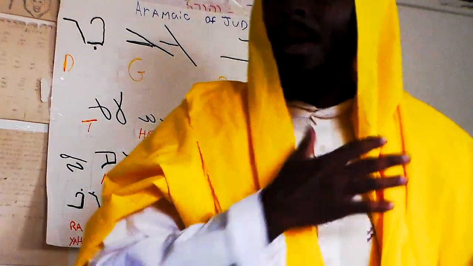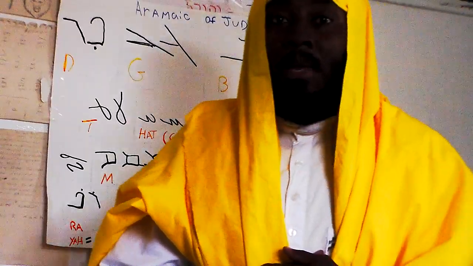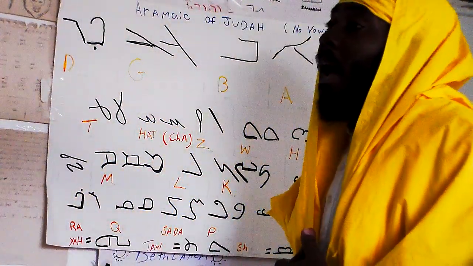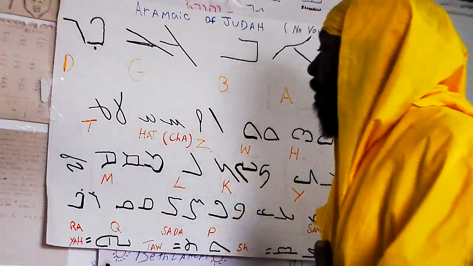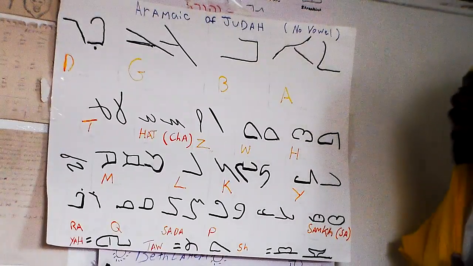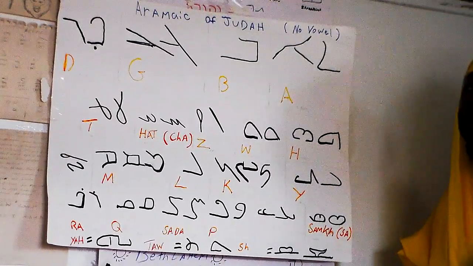Shamadai. My name is Abdul. I'm here to speak about this Aramaic, the ancient Aramaic. Welcome to the ancient Aramaic. I'm here to speak about the alphabet, to show the alphabet to the world. I put Aramaic of Judah. That's the language where Yahsua speaks.